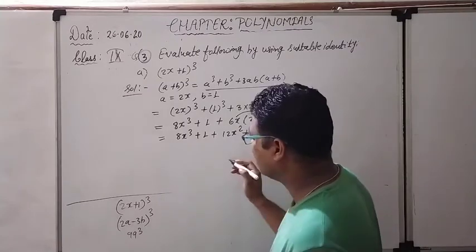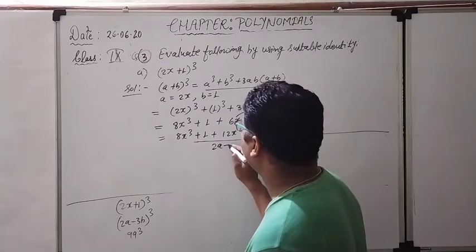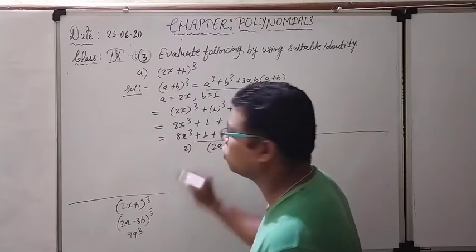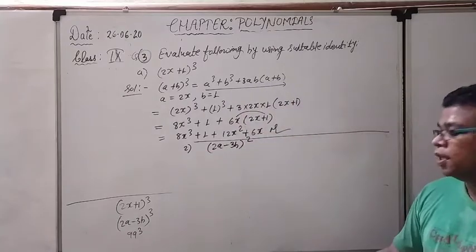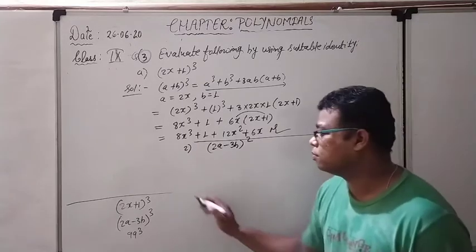Okay, see the next category question I am going to solve here. 2a minus 3b whole square, that is the second question. Okay, things are, what is clear to you? Okay, right now see.